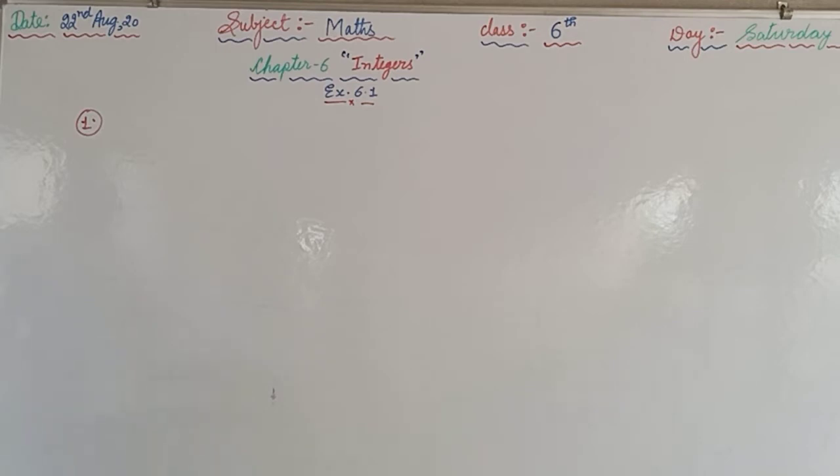Write the opposite of the following. So we are supposed to start with the opposite. So first one is there, increase in weight. The opposite of increase in weight will be the decrease in weight.